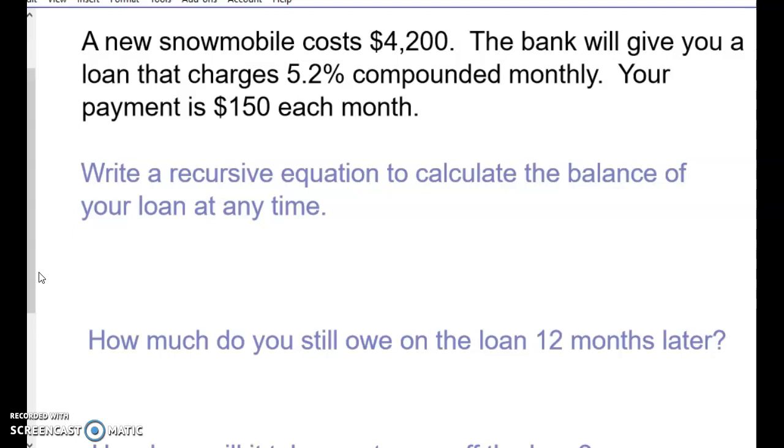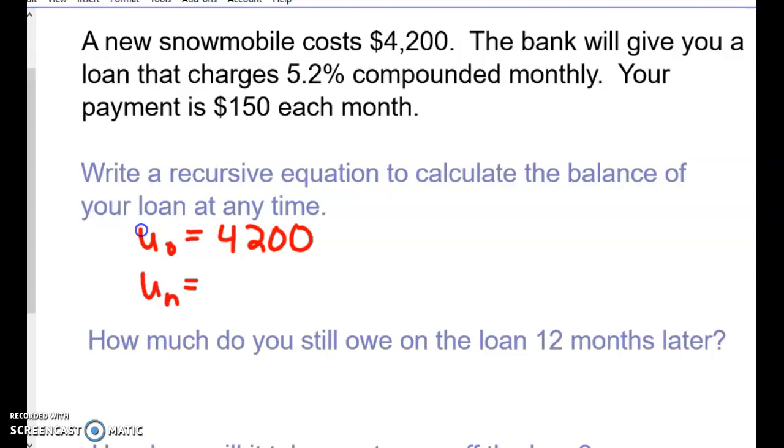It says a snowmobile costs $4,200. The bank will give you a loan that charges 5.2% compounded monthly. Your payment is $150. So remember we talked about yesterday, this is another time issue. We're talking about things starting at year 0 or month 0.